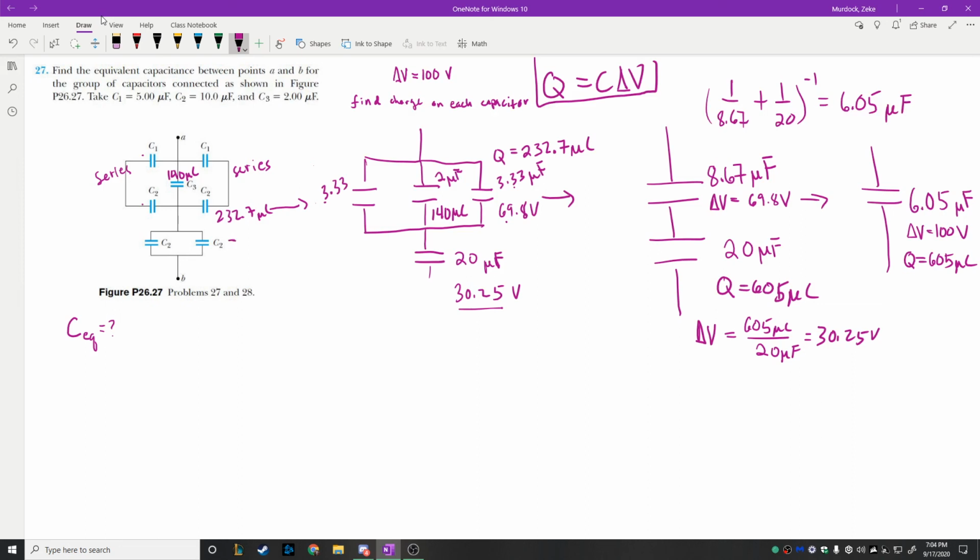So if we take C2, which was equal to, I believe, 10, making this calculation super simple, we get 302.5 microcoulombs.